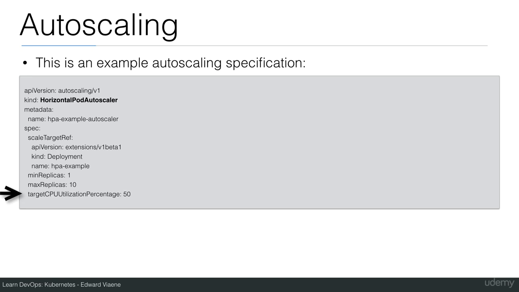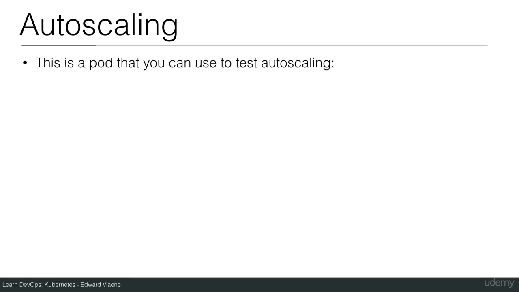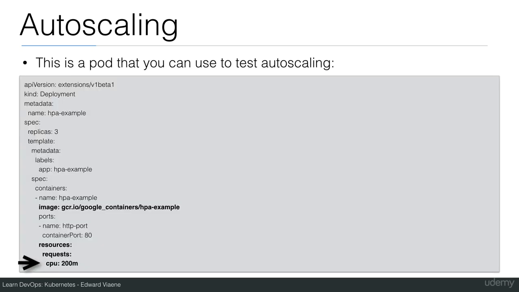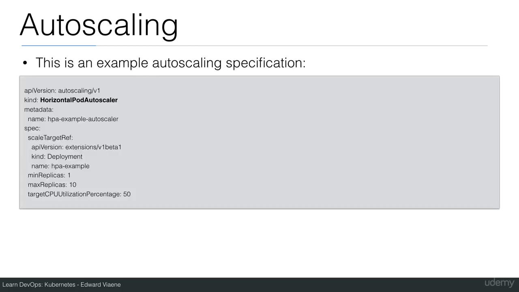utilization percentage is 50%. If we go back to the previous slide, then it is 50% of this CPU that we requested. So the target is going to be 100 milli CPU. When it goes higher than 100 milli CPU, more instances will be launched until we reach 10 replicas. If it is less than 50%, then pods will be removed until we hit the minimum, which in this case is 1. In the next demo, I will show you how that works.